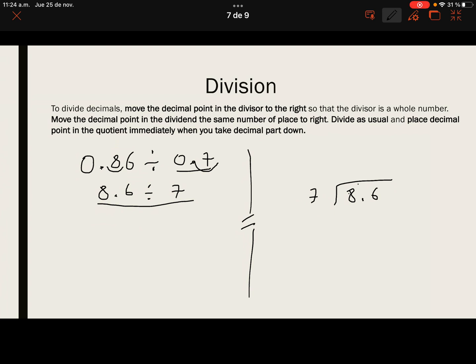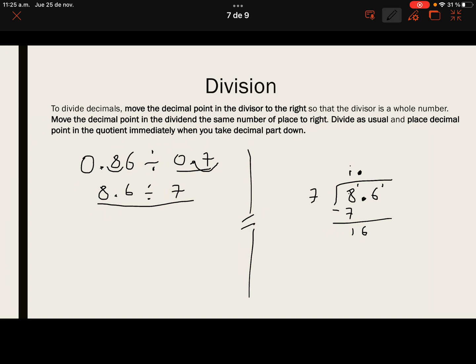Let's do it as usual. The first number, 8, divided by 7 is 1. Put it here. 1 times 7 is 7 right here, and let's subtract: 8 minus 7 is 1. Now we have to take the next number down. The next number is 6, but 6 is after the decimal point. In that moment we have to put the decimal point in the quotient. When we take the number after the decimal point down, put 6 down, and immediately put the decimal point in the quotient. Okay, and let's continue the division.